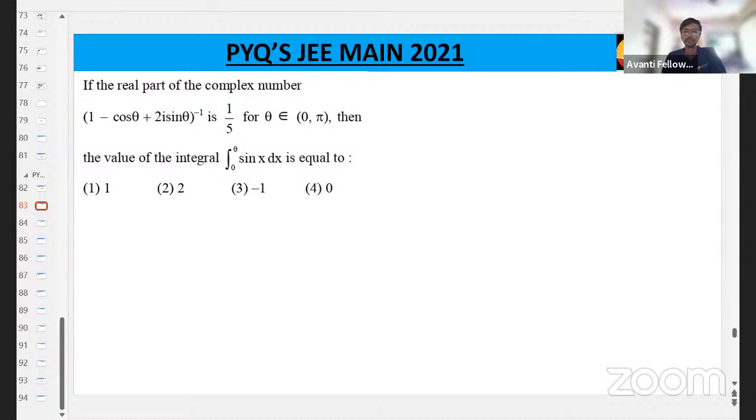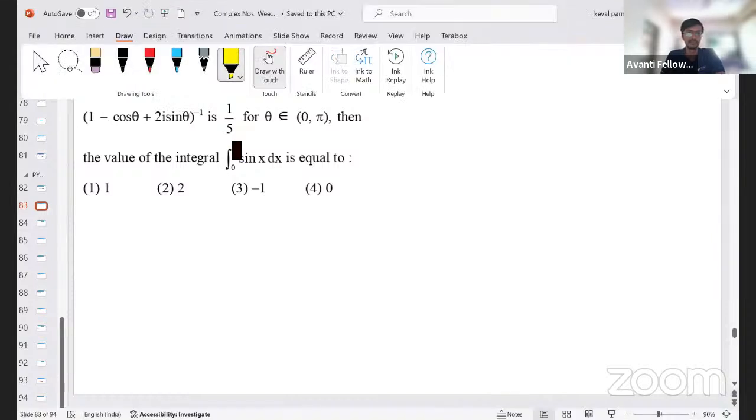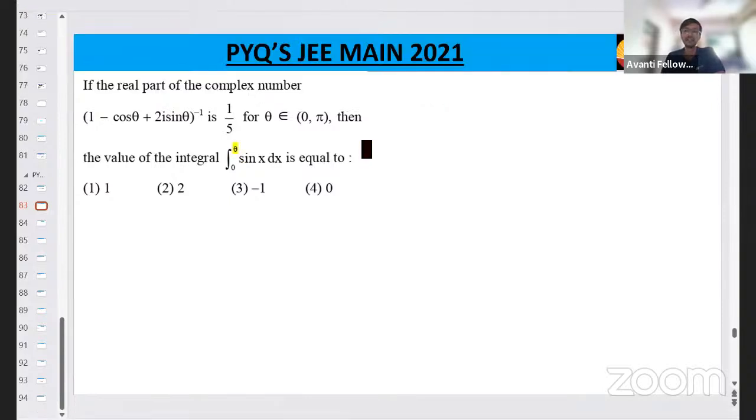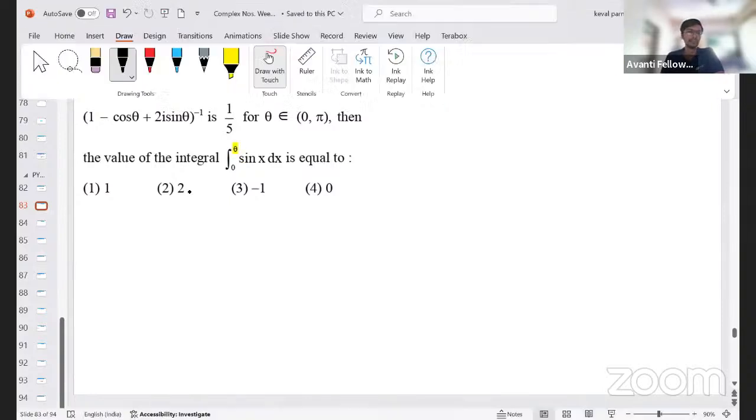Yeah. So here, I hope you know the basic integration, although you have studied it in physics. But the small integration, sin x integration is minus cos x, right? So that much you have studied in physics. If you look at the question here, it says that we have to find integration 0 to theta. Here is theta, correct? That means we need the value of theta. So very simple. What is the given? 1 minus cos theta plus 2i sin theta raised to the power minus 1.